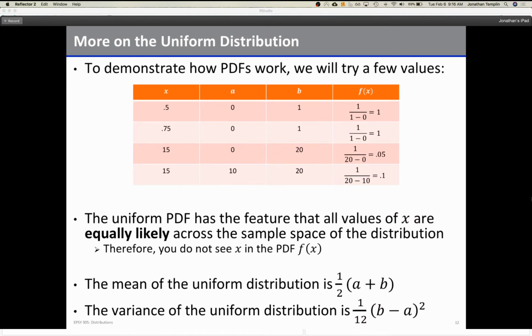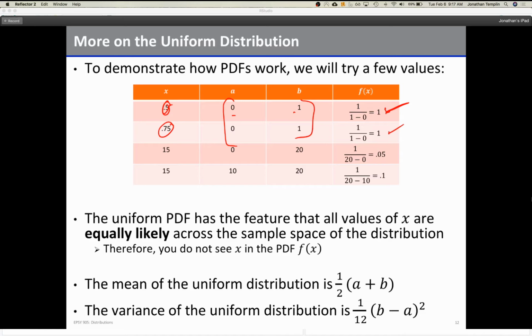So again, just to show how this works, we're going to try a few values here. If we know the range is between a and b, right here with these first two lines, sorry, a and b is 0 to 1. Pardon me about that. 0.5 gives us a 1. 0.75 gives us a 1. So we'd say they're both equally likely to occur. And that's why the uniform happens.